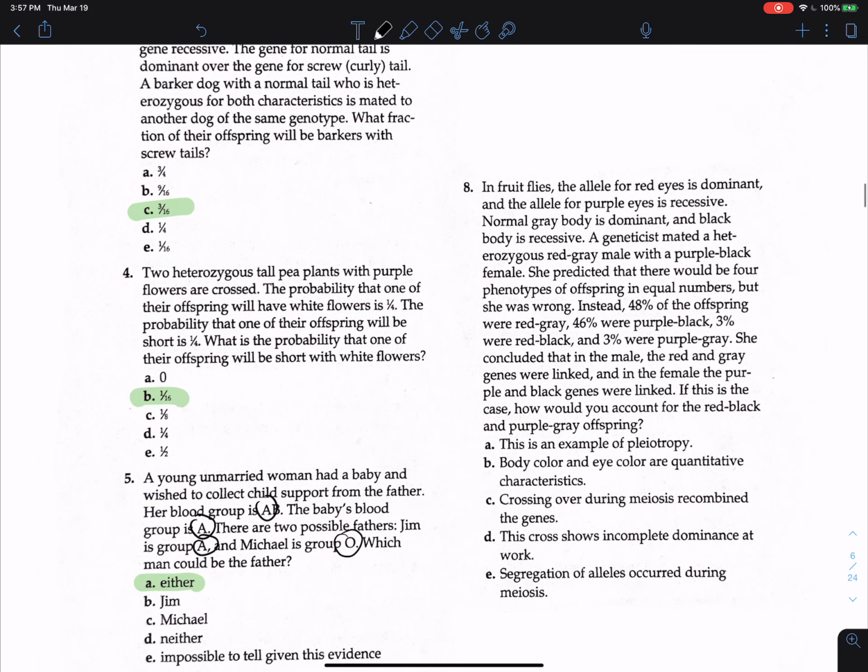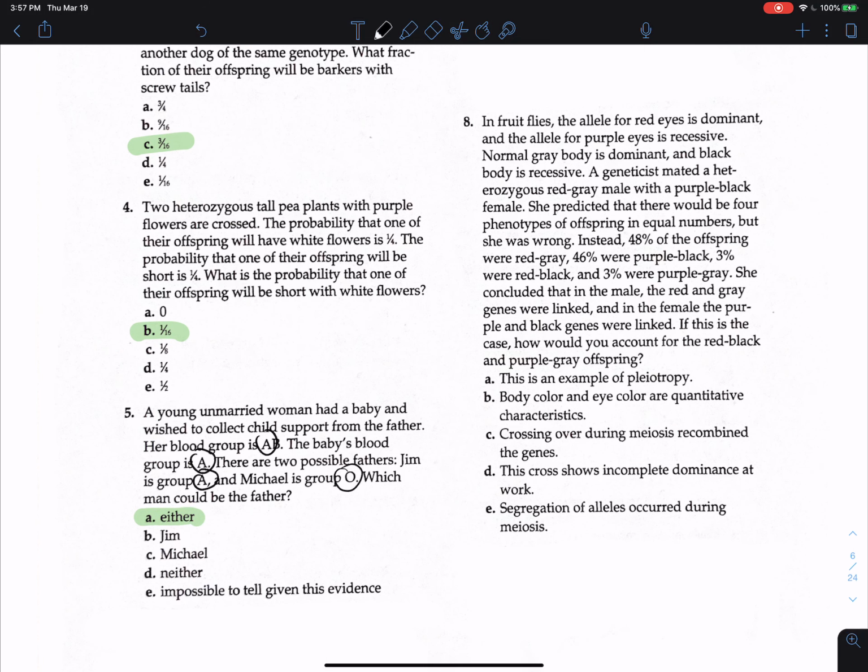All right. Moving on to 8. So a bit of a long one. Okay. In fruit flies, the allele for red eyes is dominant. The allele for purple eyes is recessive. Normal gray body is dominant, and black body is recessive. A geneticist mated a heterozygous red-gray male with the purple-black female. Well, that's a lot to keep track of.